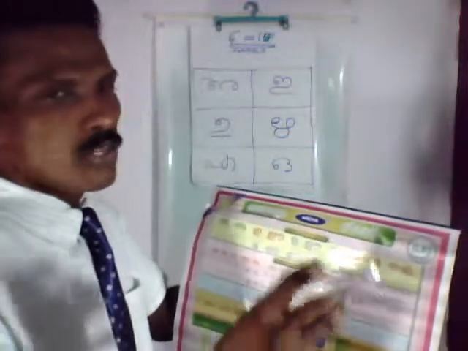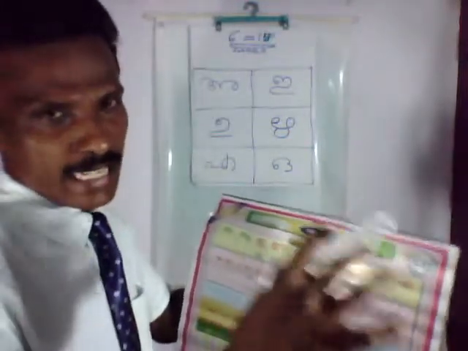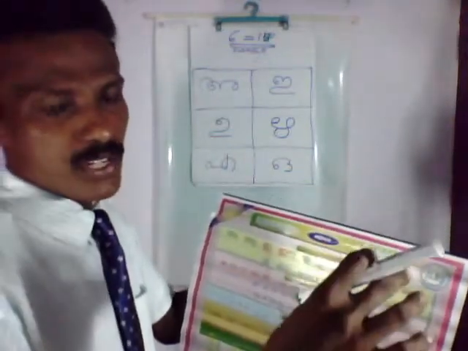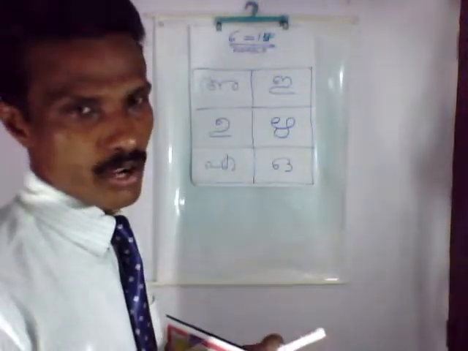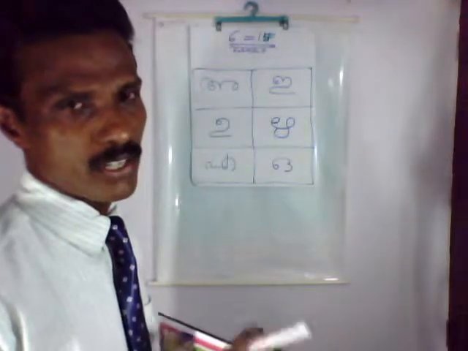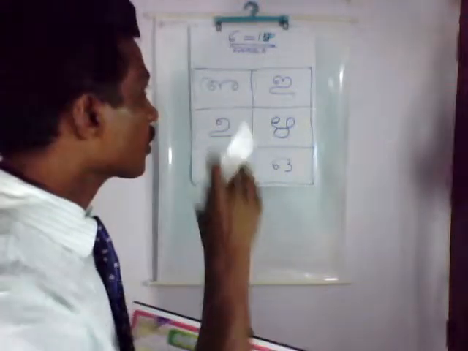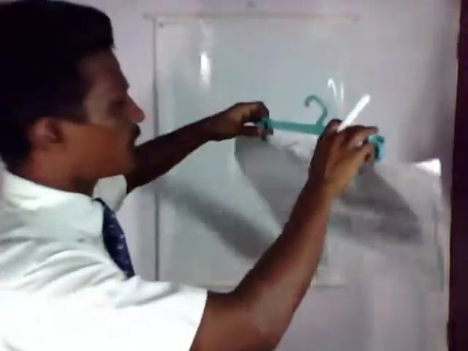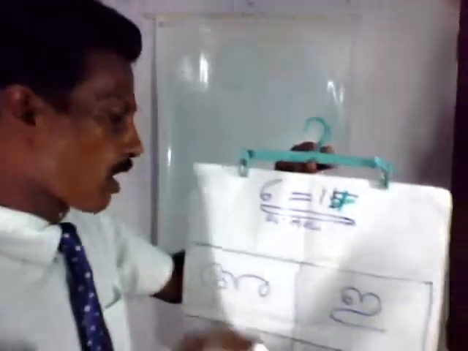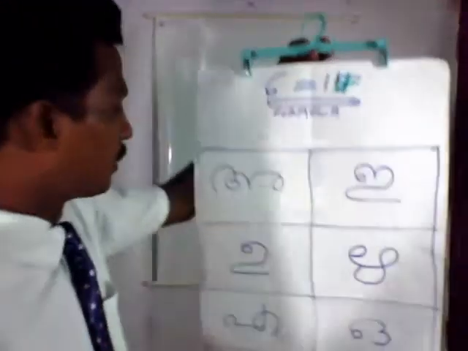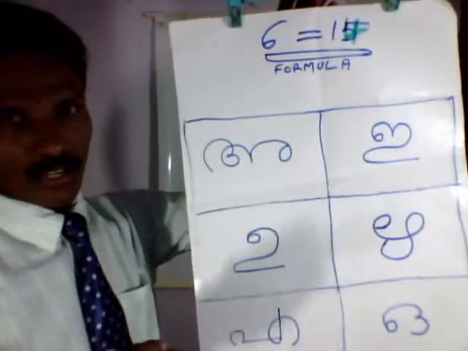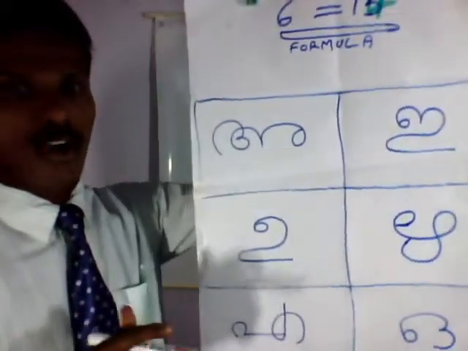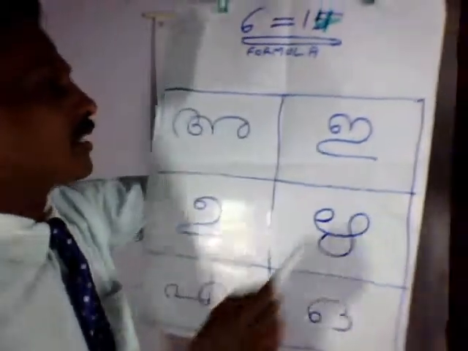I will condense those 15 letters to 6 shapes, meaning I have a 6 equal to 15 formula in Malayalam, especially for its vowel letters. So what is that? That is this 6 equal to 15 formula I have applied, or I have found in Malayalam. See here: A, E, U, R, O, 6 shapes.